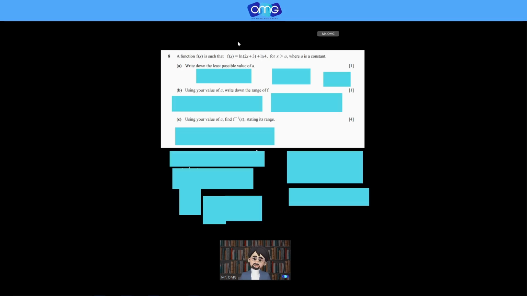A function f is such that f(x) equals ln(2x plus 3) plus ln 4 for x greater than a, where a is a constant. Write down the least possible value of a.